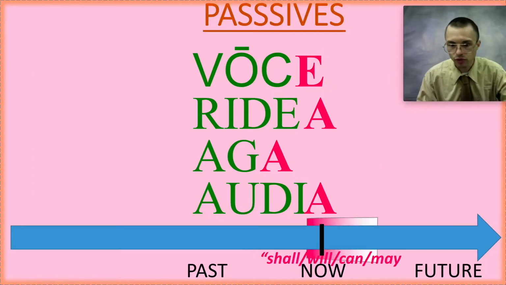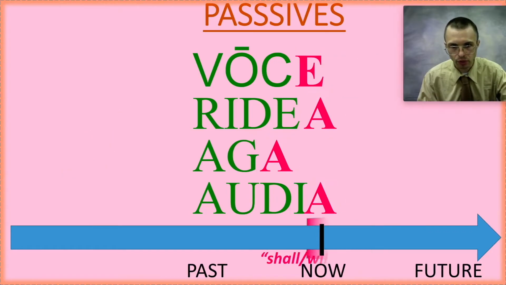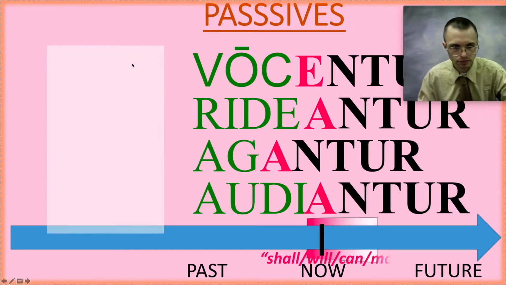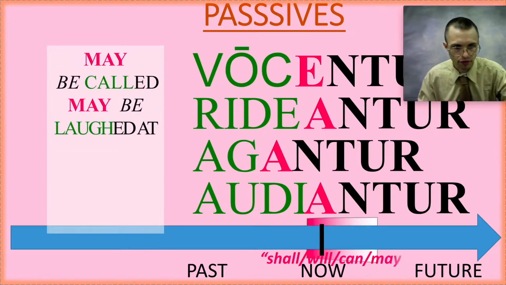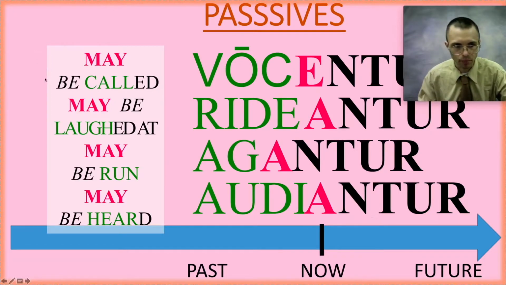As for the passives, you just add on the r, ris, tur, mur, mini, ntur endings. Vocer, I am called. Voceris, you are called. Vocetur, he is called. Vocemur, we are called. Vocemini, y'all are called. And vocentur, they are called. And the meanings for that are the standard passive meanings, involving a "be" blanked in the meaning.